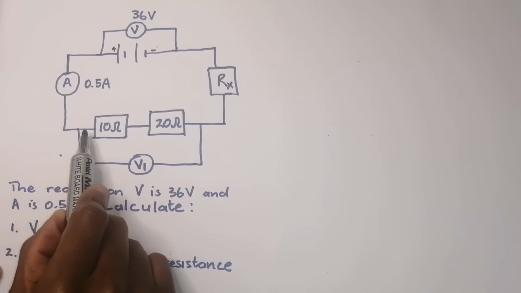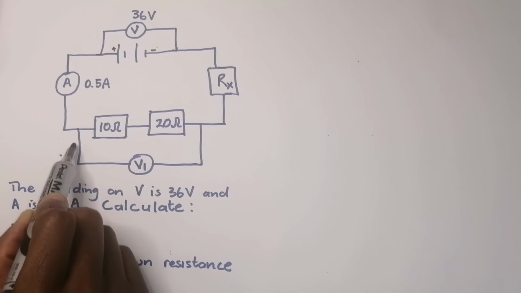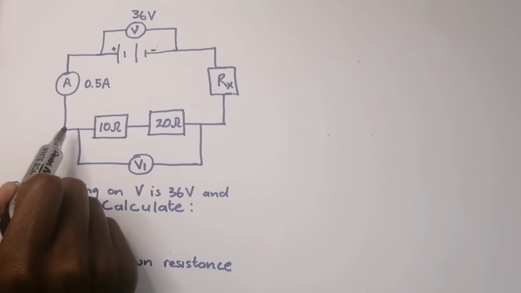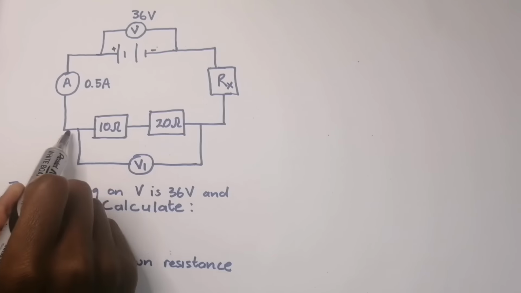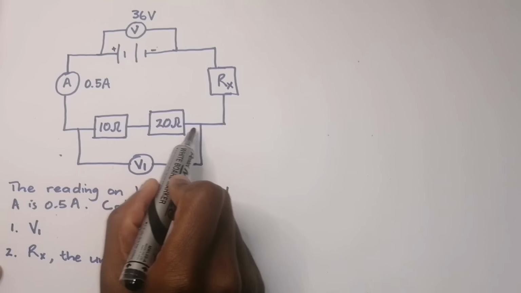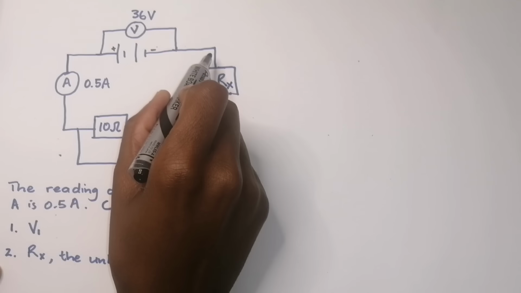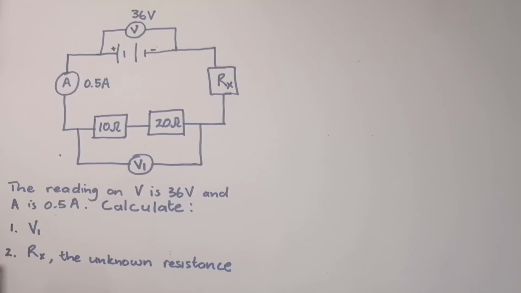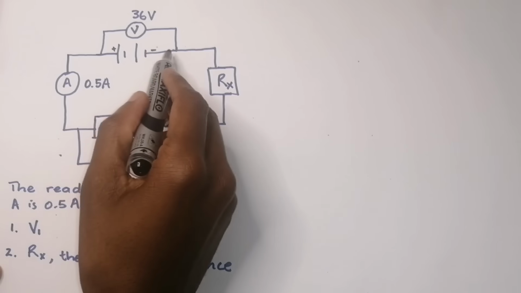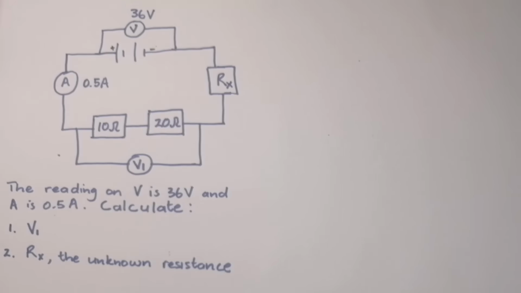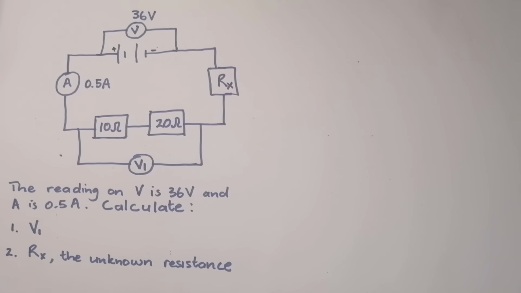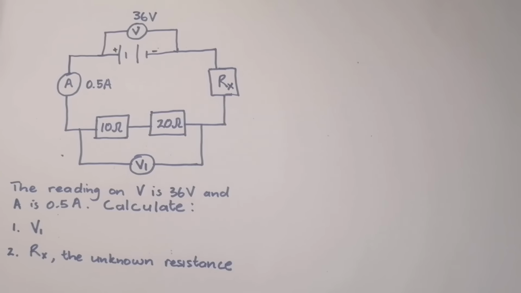What happens when we get to this point here? We know there's no current that's going to pass through a voltmeter, right? So actually, all the current will pass through the 10 ohm, as well as the 20 ohm, as well as that unknown resistor there, Rx, and eventually we get back to the battery. So now we know the voltage there. We've got the total voltage. We also know the total current, isn't it?